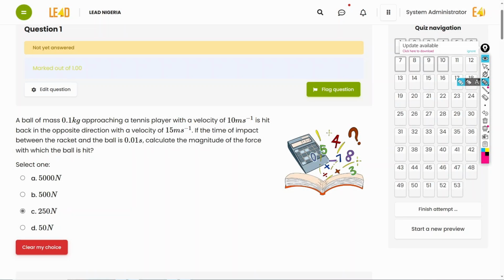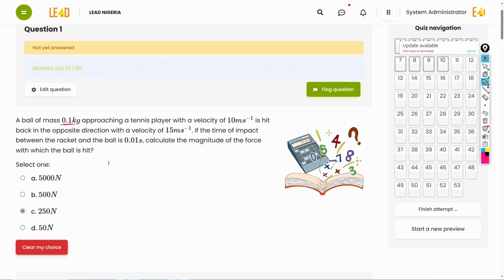All right, a ball of mass 0.1 kg approaching a tennis player with a velocity of 10 meters per second is hit back in the opposite direction with a velocity of 15 meters per second. If the time of impact between the racket and the ball is 0.1 second, calculate the magnitude of the force with which the ball is hit. All right, so what do we have?